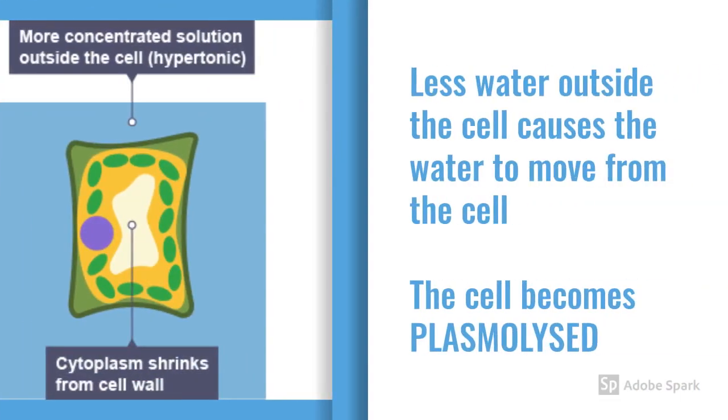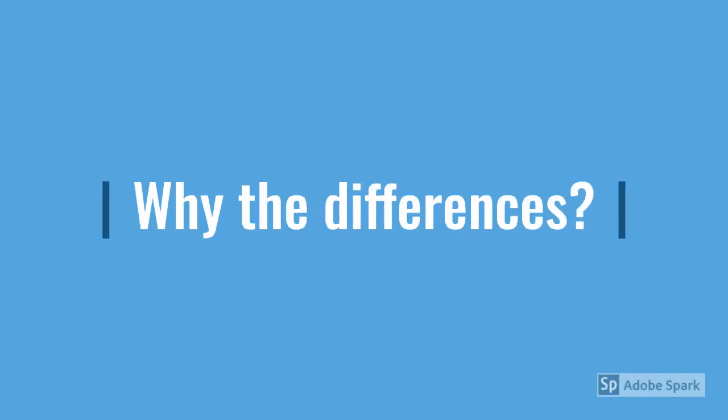Turgid. Less water outside the cell causes the water to move out of the cell. Unlike the animal cell, the plant cell doesn't shrink and shrivel. It becomes plasmolysed as the cytoplasm shrinks from the cell wall. These processes happen because of the cell wall. If you watched my cells video, I explained that whilst plant cells have a cell wall, animal cells do not. The absence of the cell wall is what causes the animal cell to burst or shrivel.